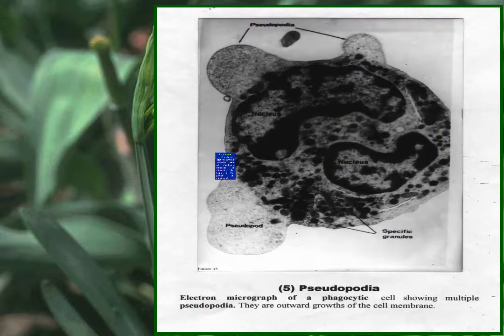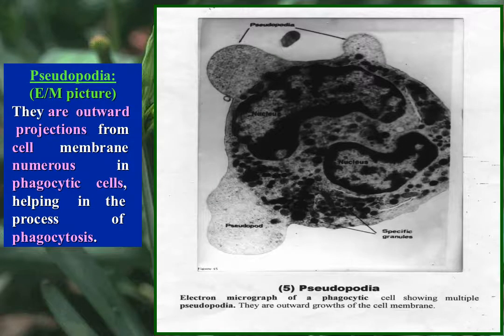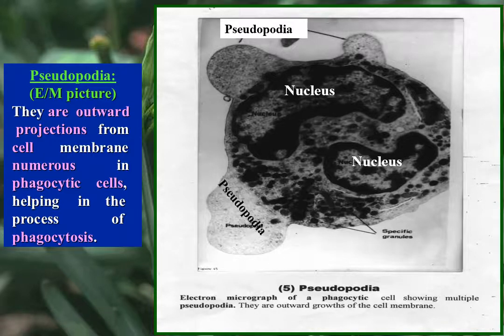Pseudopodia are outward projections from the cell membrane, numerous in phagocytic cells, helping them in the process of phagocytosis. Electron micrograph photo of a phagocytic cell showing the presence of two nuclei, multiple pseudopodia, and specific granules.